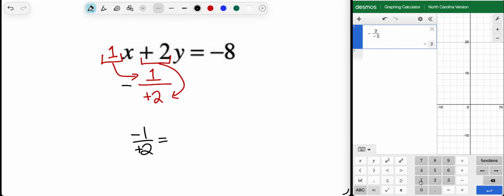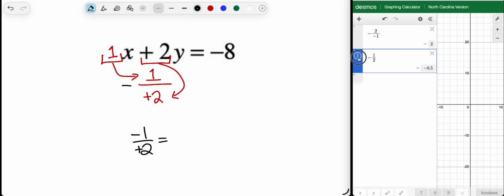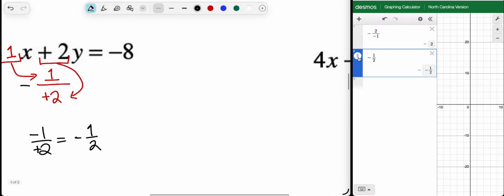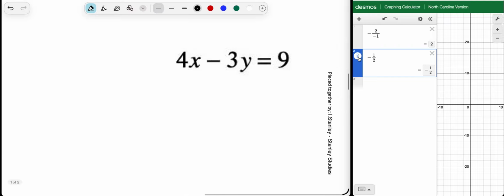If we simplify that in Desmos, we have a -1 over 2, which is +2. We get a decimal, and then if we click the button right here to change it back for us, that means our slope is just -1/2. All right, one more time, and then we'll be able to get into the actual questions of writing the equation.